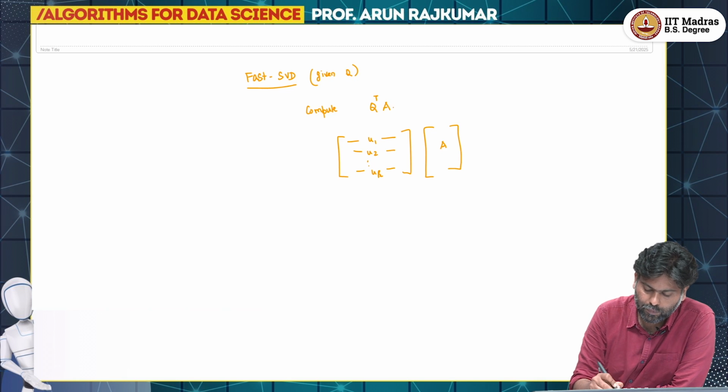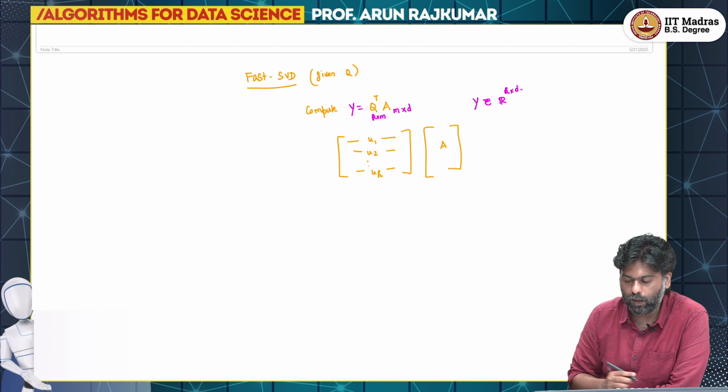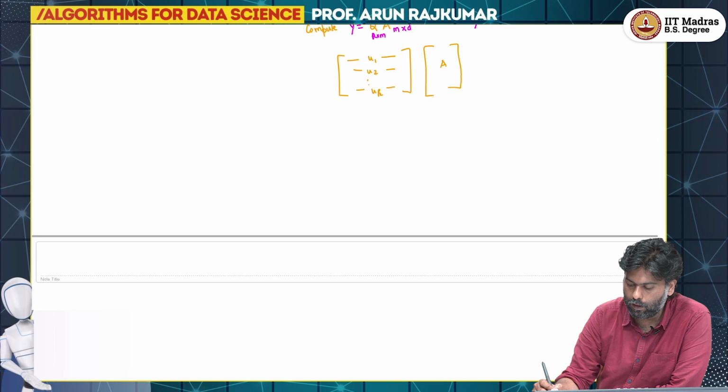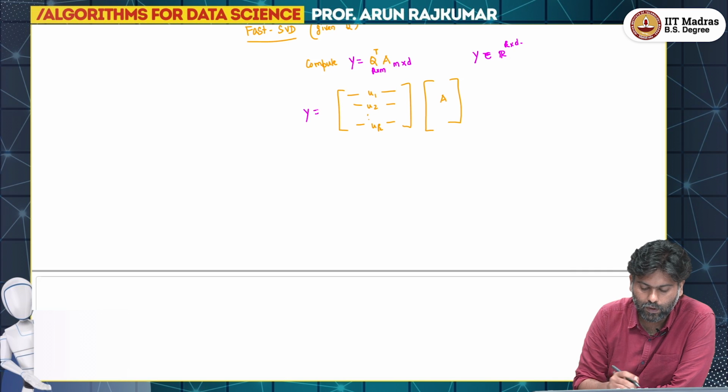Now, let's worry about the dimensions. A is m cross d, Q transpose is just k cross m. So, Q transpose A, let us call this some Y, is k cross d. Now, what would this be like? So, this is my Y.